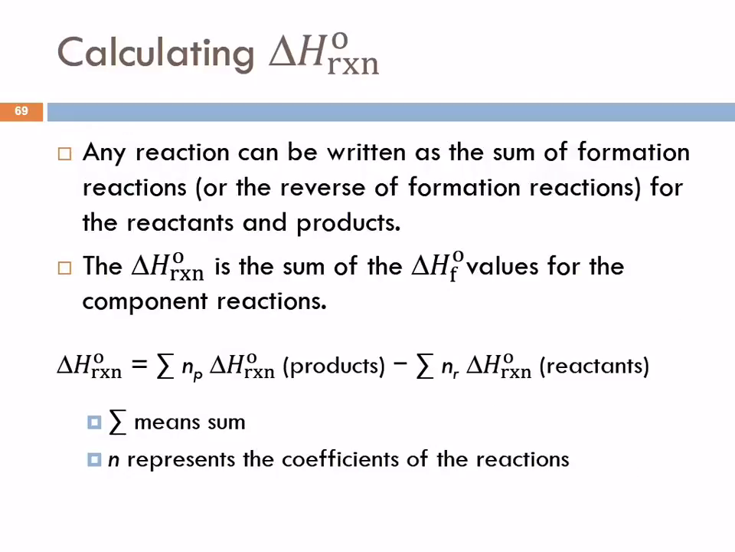So any reaction can be written as the sum of the formation reactions, or the reverse of the formation reactions, for the reactants and products. And when we do this, the heat of reaction is going to be the sum of the heat of formation values for all of those reactions that were involved. Hopefully this will become a little more clear when we do the example.